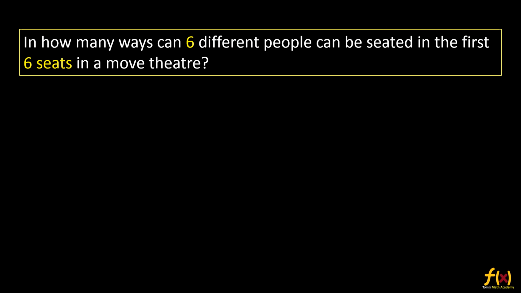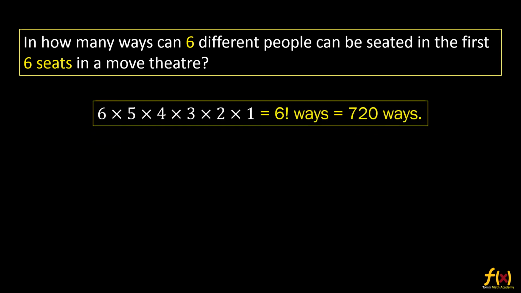In how many ways can 6 different people be seated in the first 6 seats in a movie theater? So in this, it is very clear that we cannot repeat. If one person takes the first seat, there are only 5 remaining. So there is no repetition available there.